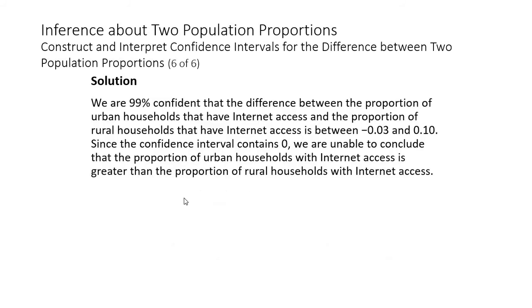So the interpretation for these confidence intervals is going to go as follows. We are 99% confident that the difference between the proportion of urban households that have internet access and the proportion of rural households that have internet access is between the lower bound and the upper bound. In our case, it is negative 0.03 and 0.10. Since the confidence interval contains 0, we are unable to conclude that the proportion of urban households with internet access is greater than the proportion of rural households with internet access.